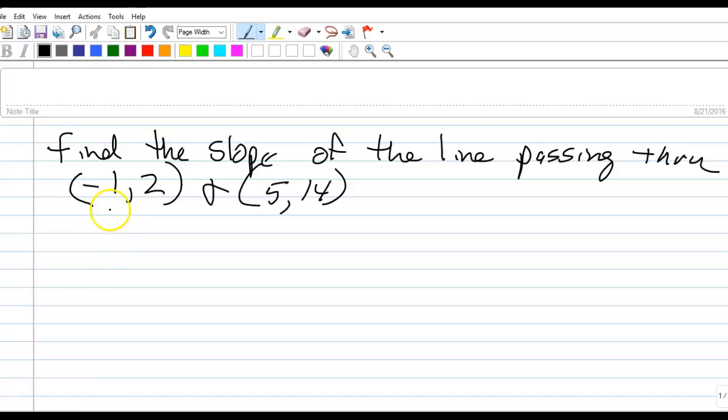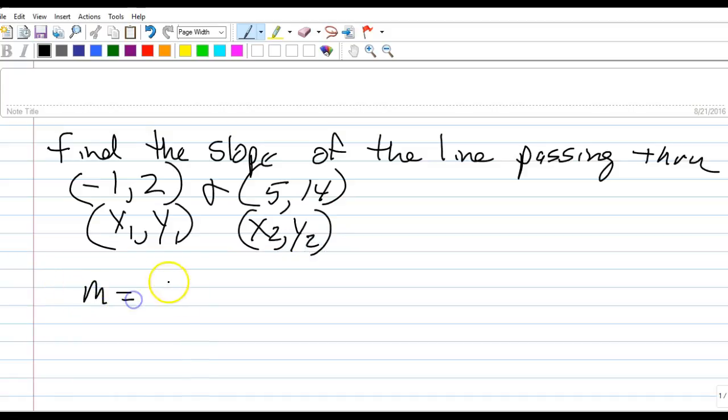So we're going to designate the first ordered pair here as x1, y1, and the second ordered pair as x2, y2. And we're going to use the formula m is equal to y1 minus y2 all over x1 minus x2. Again, I must caution you that it is the change in the y's divided by the change in the x's.